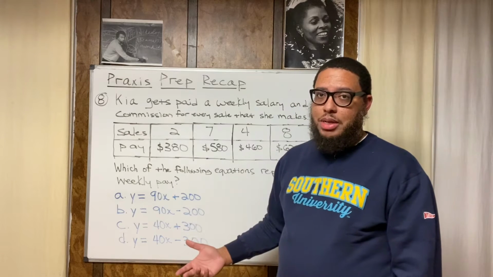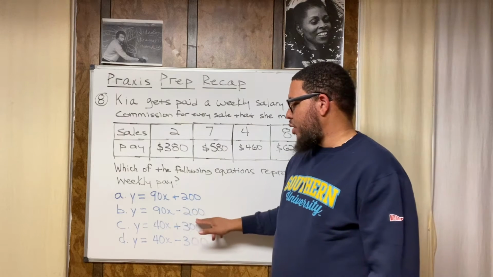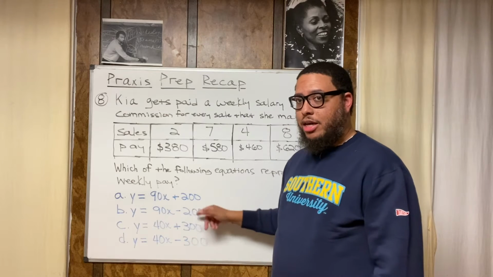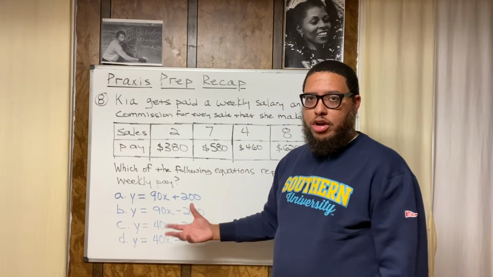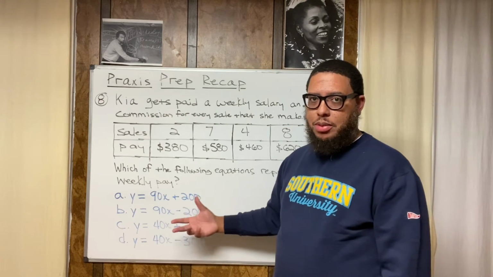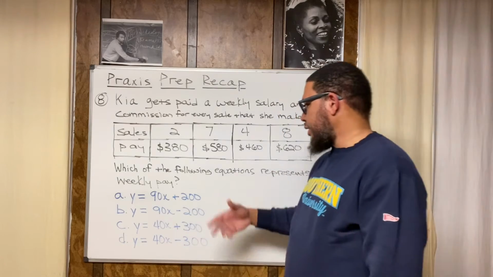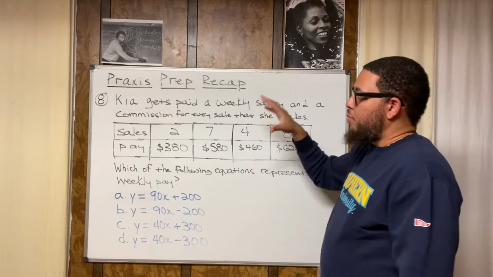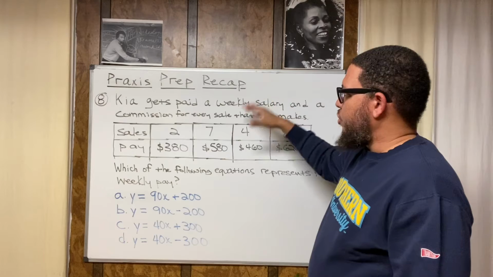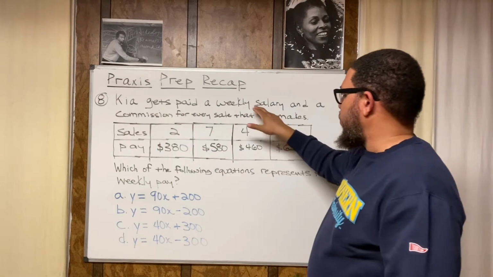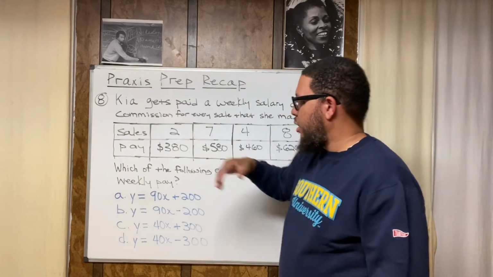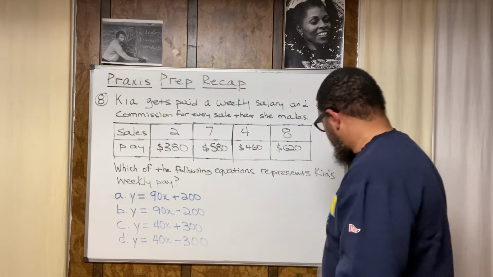Now, b could also be negative. Subtracting 200 is the same thing as adding a negative 200. So it still falls into the realm of y equals mx plus b, you know what I mean? So let's think about this, right? Whenever you see a problem like this, when you have a chart, when there's a salary and a commission, and you're dealing with y equals mx plus b.